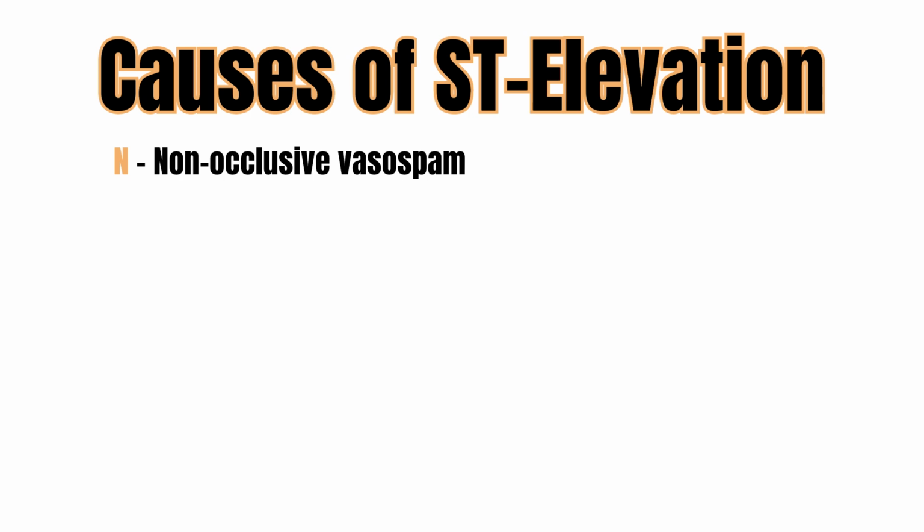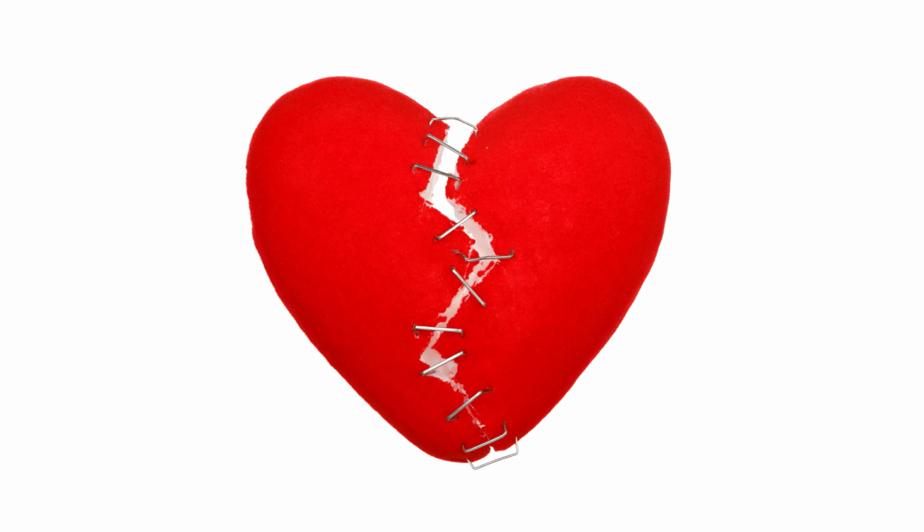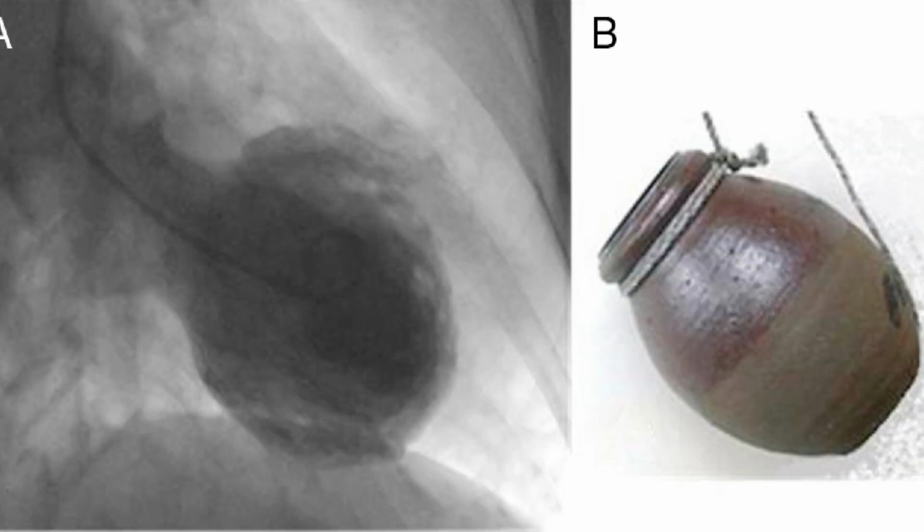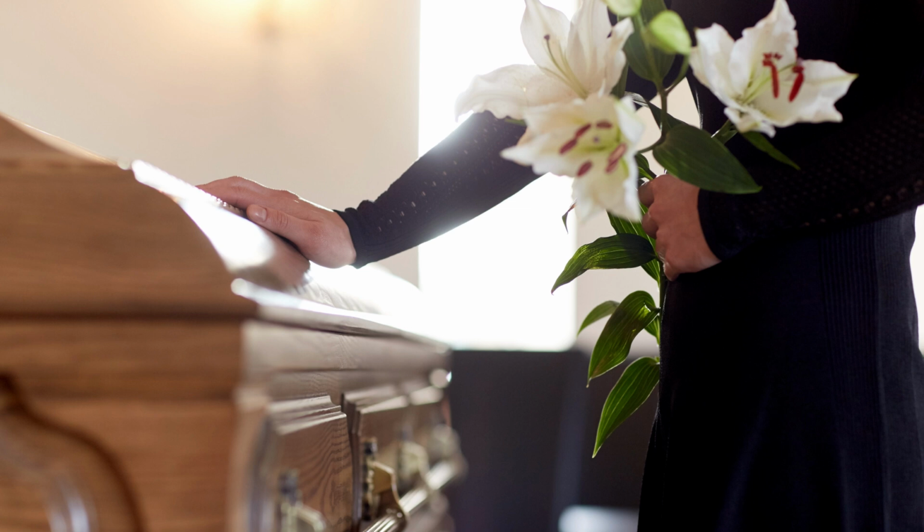And now for the last letter in elevation, N, for non-occlusive vasospasm. So, can a broken heart cause a broken heart? Well, that's what's thought to happen in Takotsubo cardiomyopathy. Takotsubo is the Japanese word for octopus pot or octopus trap. And in a case of Takotsubo cardiomyopathy, the heart takes the shape of an octopus pot. This condition is often preceded by some type of emotional stress, like losing a loved one, hence why it is also called the broken heart syndrome.